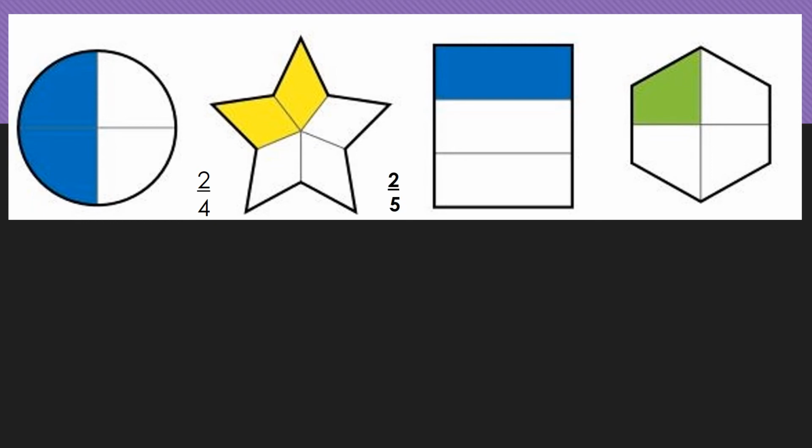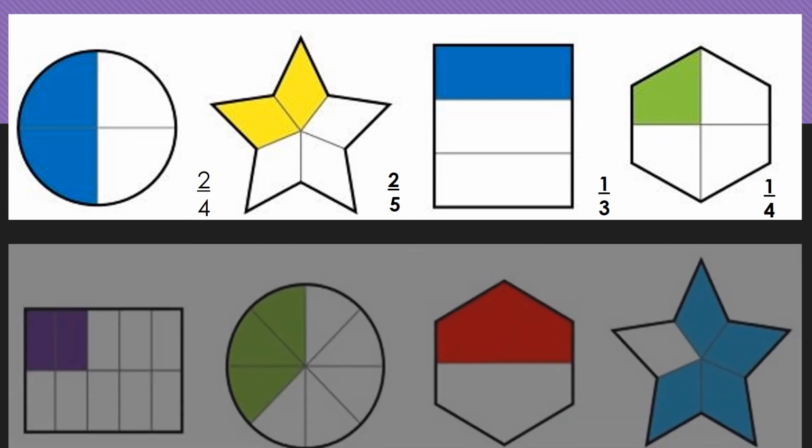2/5. The rectangle has been cut into 3 equal parts, of which 1 part is being shaded blue. So can you tell me what is the fraction of the shaded region? The fraction is 1/3. The hexagon has been cut into 4 equal parts, of which 1 has been shaded green. Can you tell me what is the fraction of green color? The fraction of green color would be 1/4.